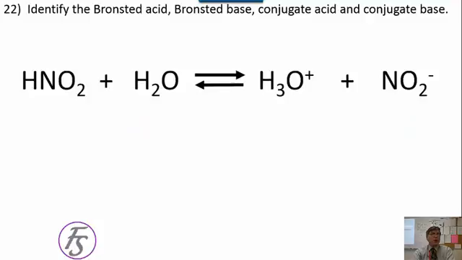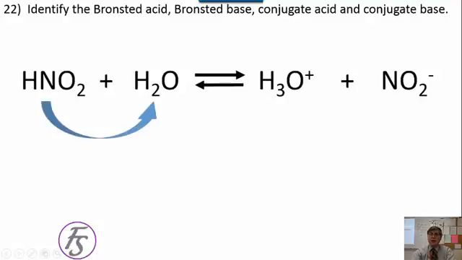The last question: HNO2 plus H2O yields H3O plus NO2 minus. So that's nitrous acid plus water, yields the hydronium ion plus the nitrite ion. So we want the reactant side to look like the product side. Which one of these two is going to donate a hydrogen so that the reactants look like the products?